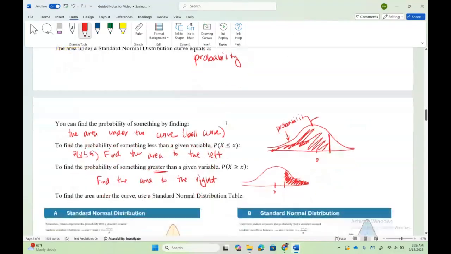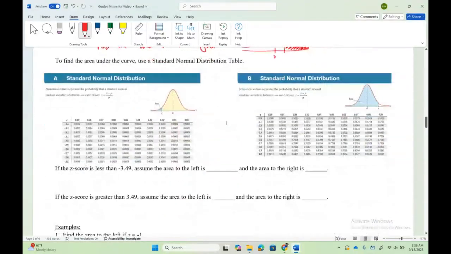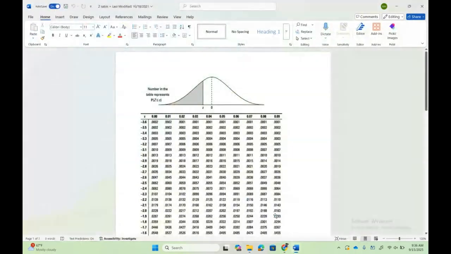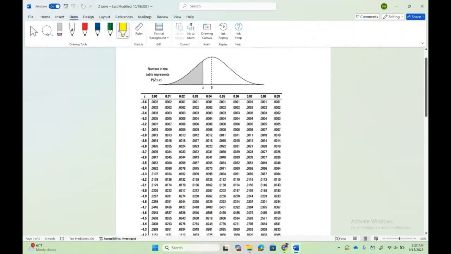And to find the area under the curve, we're going to use a standard normal distribution table. This table is going to list the areas. I've got a picture of a table here. In Moodle, you're going to be able to look at a printout of these tables. This file is posted to you in Moodle, and it's going to give you the area under the curve. So let's talk about this table for a second.